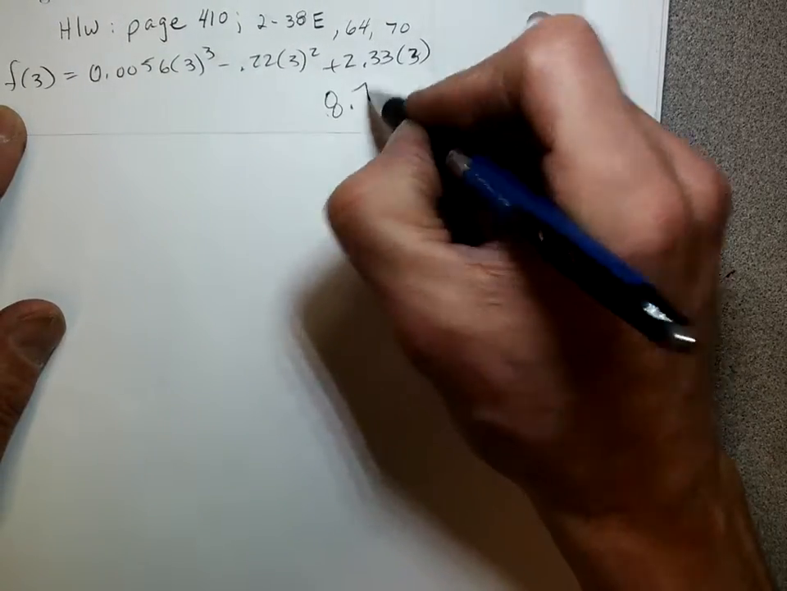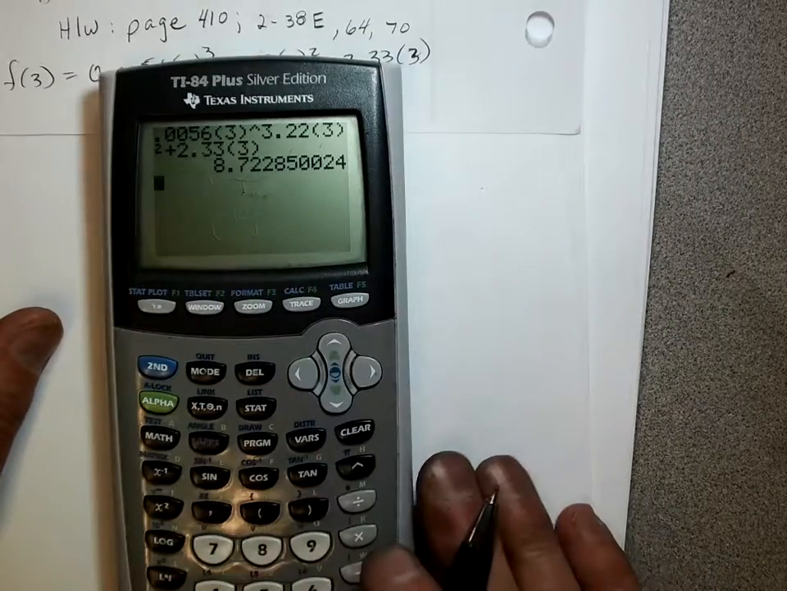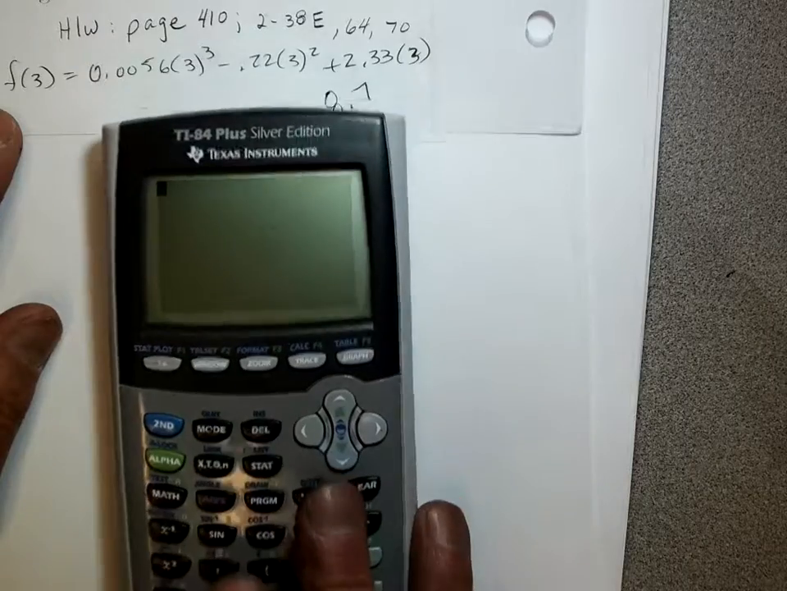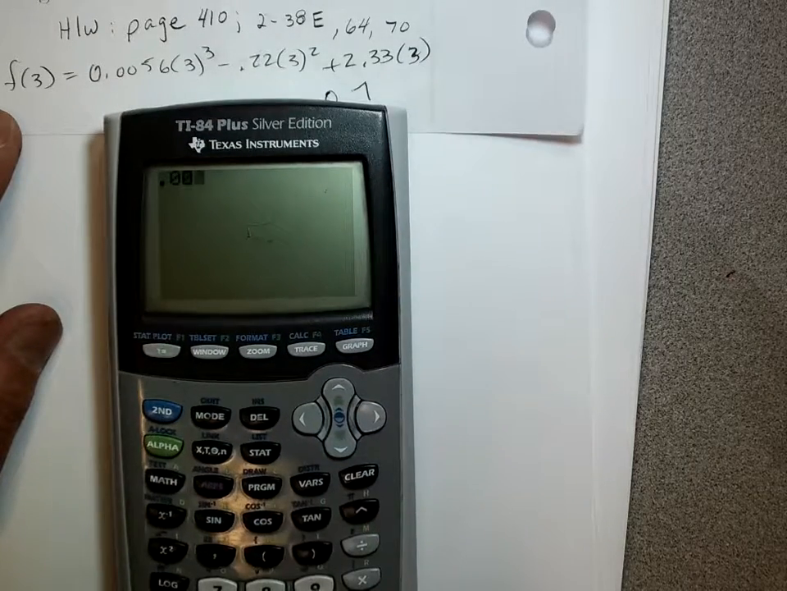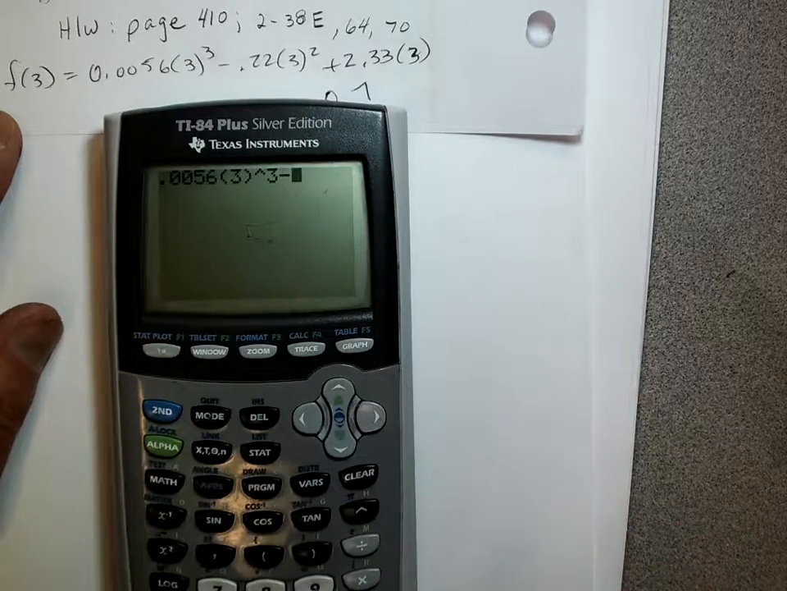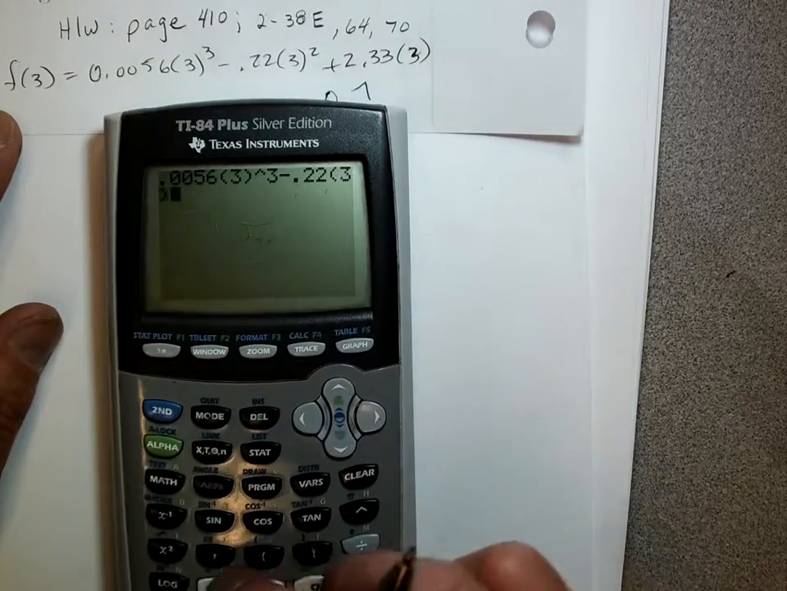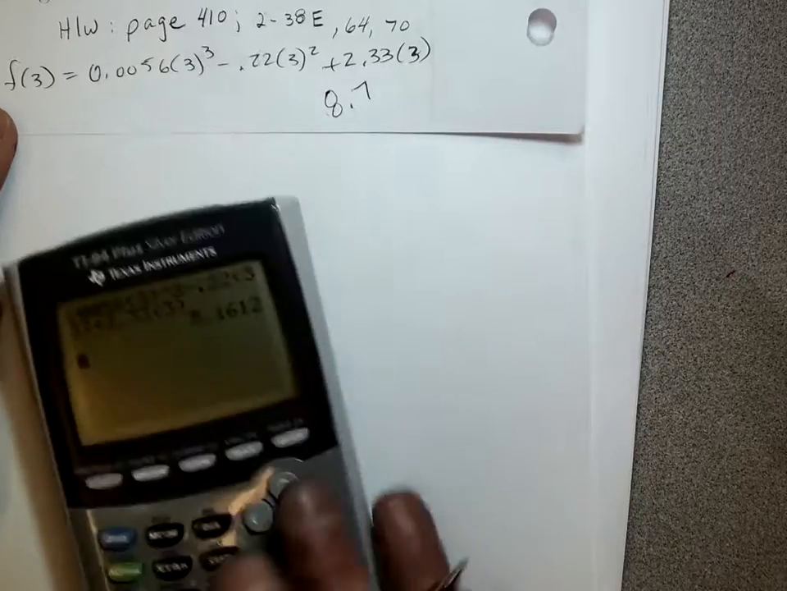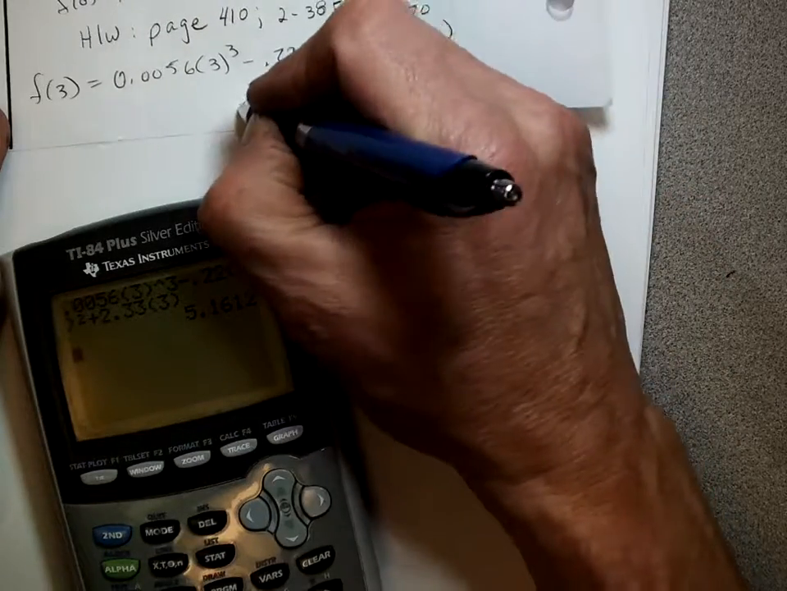Wait, David, can you put the calculator back up? Yeah. Darn me, it's Monday. 0.0056 times 3 cubed minus 0.22 times 3 squared plus 2.33 times 3. How's that look? I got a different answer, about 5.16.